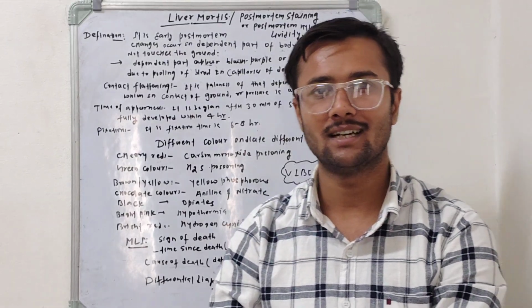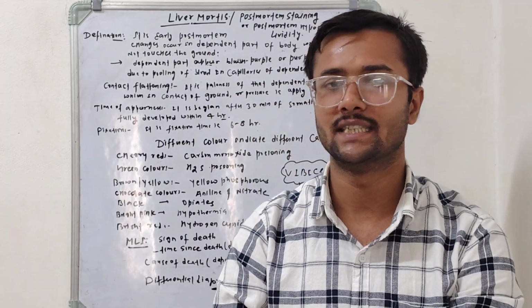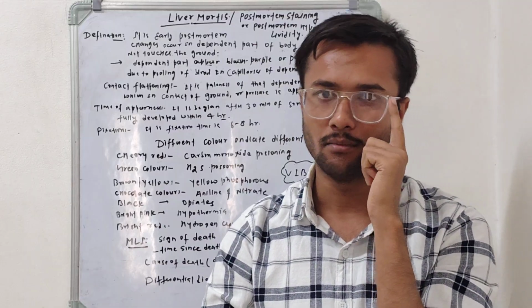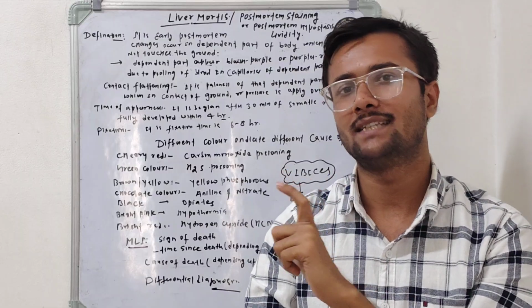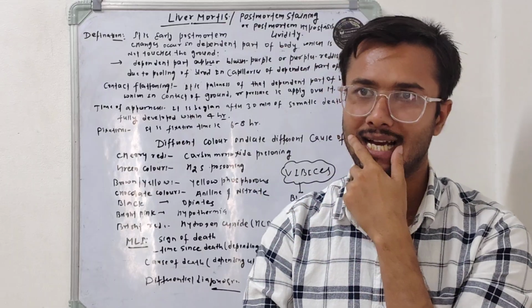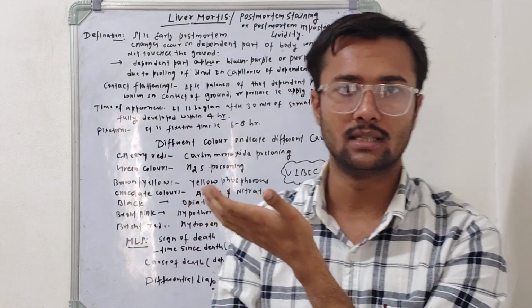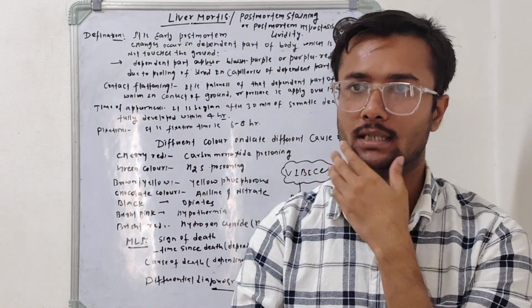So today's session I am going to discuss a very important topic of forensic medicine, and the name of the topic is livor mortis. This livor mortis is also known by some other names. We also call it post-mortem staining, post-mortem hypostasis or lividity. So these are some other names of livor mortis.